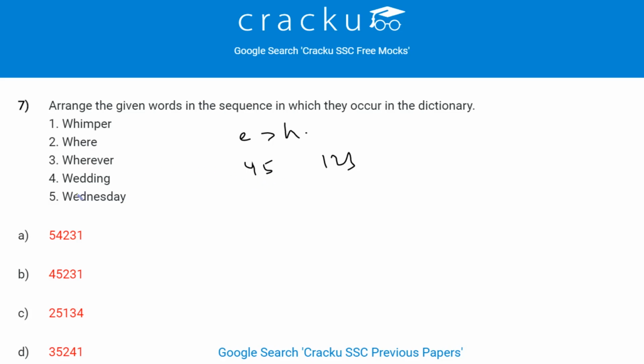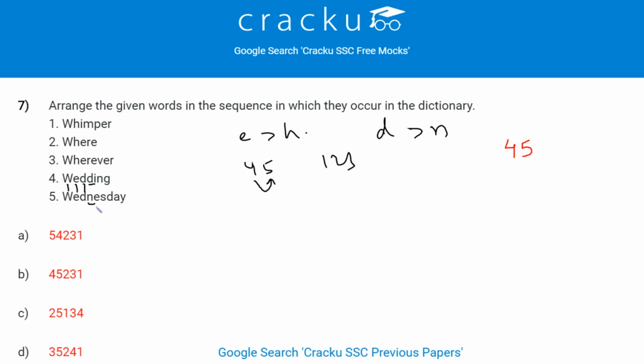W and E are equally placed. Now coming to the third alphabet, D and D, again they are similar. So let's consider the fourth alphabet. The fourth alphabet in option 4 is D and in option 5 it is N. If you see, D comes ahead of N. So the necessary dictionary order is going to be 4 and then 5.